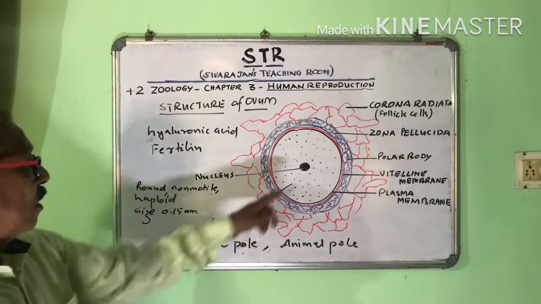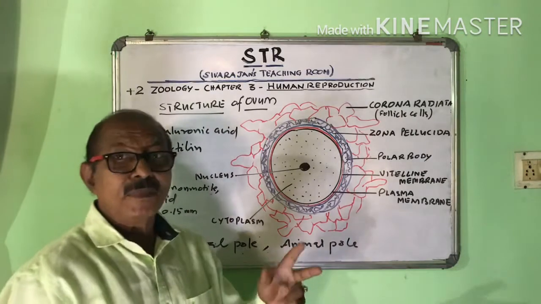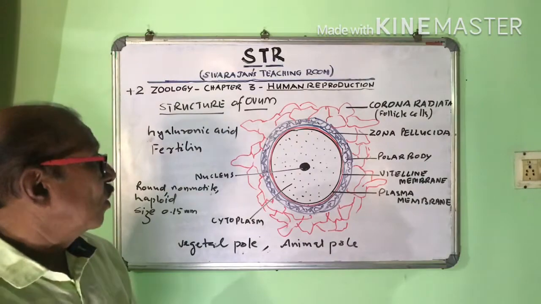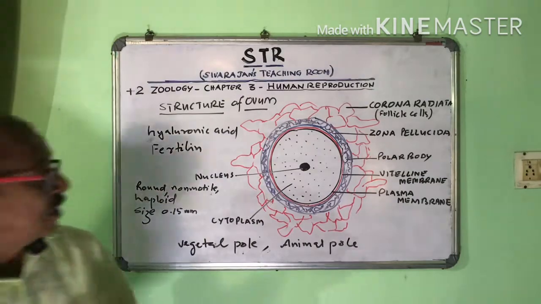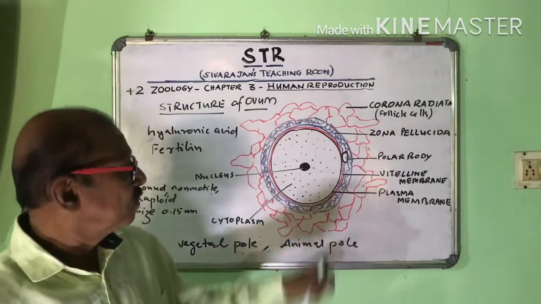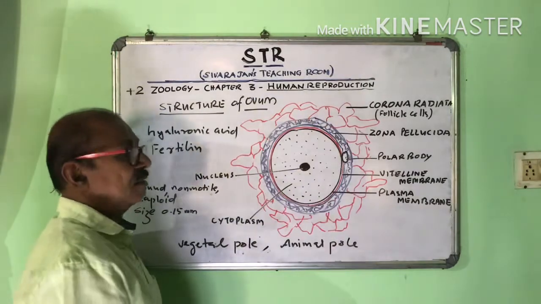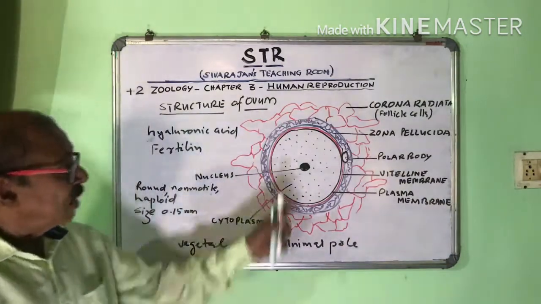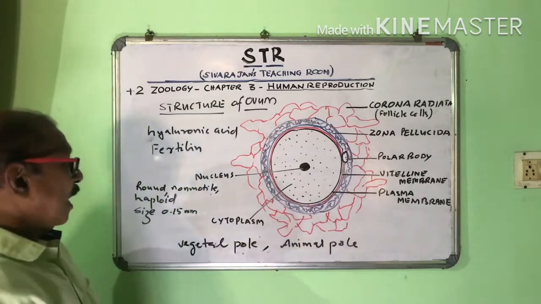Now, when the secondary oocyte completes meiosis 2, again two haploid cells are produced. One is a very small cell. See, this is that cell. This is the very small cell. It is the second polar body. The second polar body is expelled through the zona pellucida. It is going out. And that point is called the animal pole.